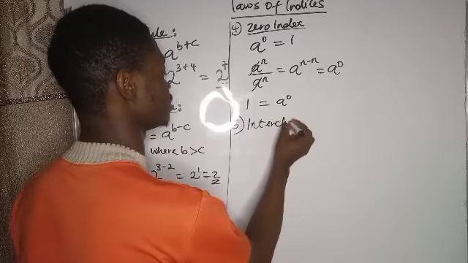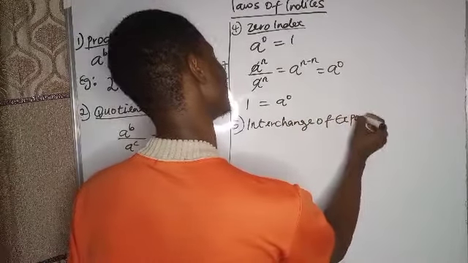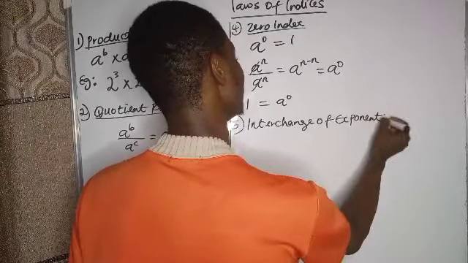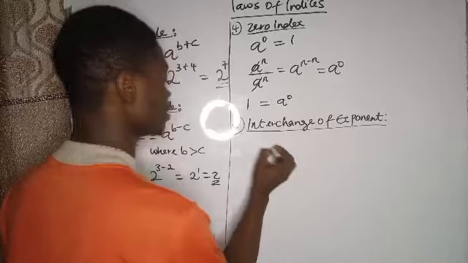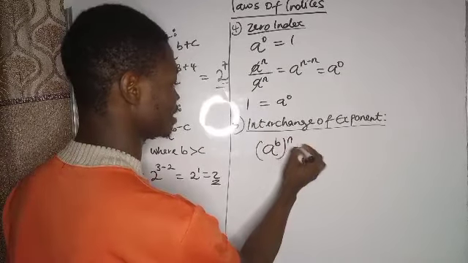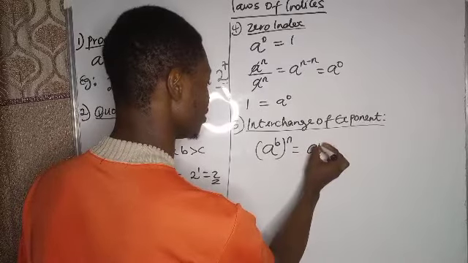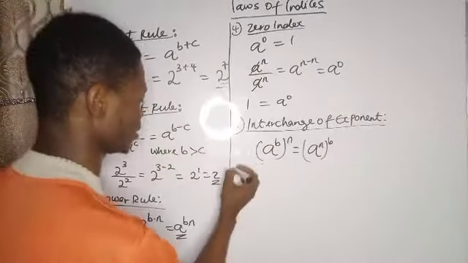Interchange of exponents. It's telling us that if you have a raised to the power of b raised to the power of n, this thing can be a raised to the power of n raised to the power of b. So this one is interchange of exponents.